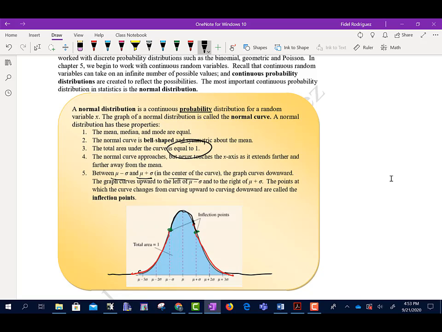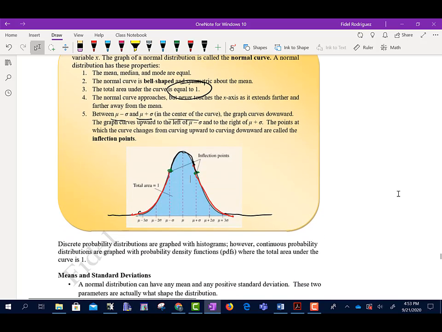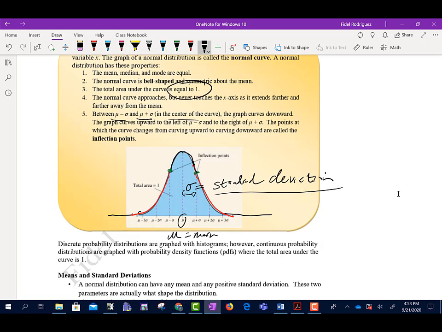Just a couple of pieces of information. Here is my mean. The difference between in here and here is my sigma, which is my standard deviation. It says discrete probability distributions are graphed with histograms. However, continuous probability distributions are graphed with probability density functions, where the total area under the curve is 1.